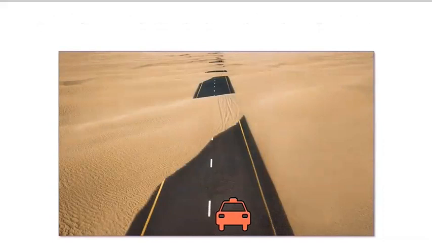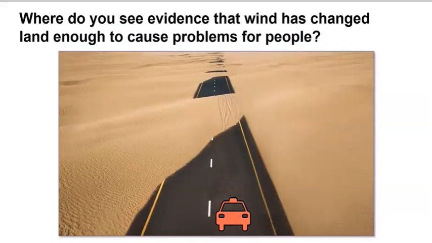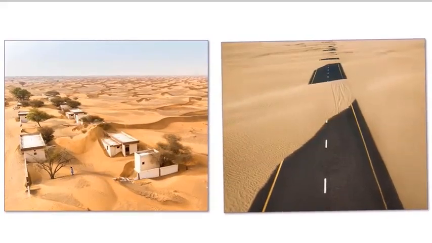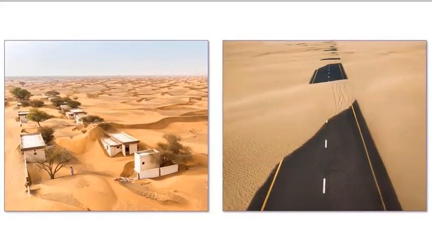Let's look at another picture. Where do you see evidence that wind has changed land enough to cause problems for people? Call out what you notice. Well, I noticed that sand covers a lot of the road. Sand on the road can make driving a lot harder. If the sand covers the whole road in some places, people won't know where to drive. Wind that moves sand over houses and roads could cause serious problems for people. I wonder what solutions people have found.